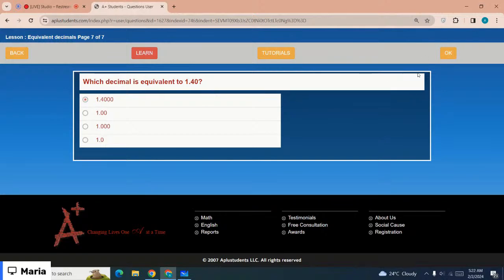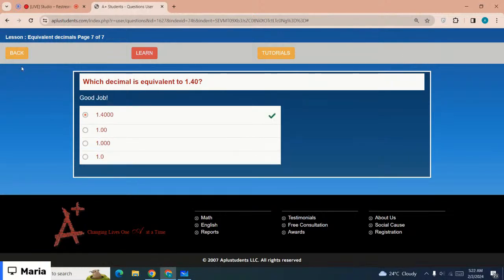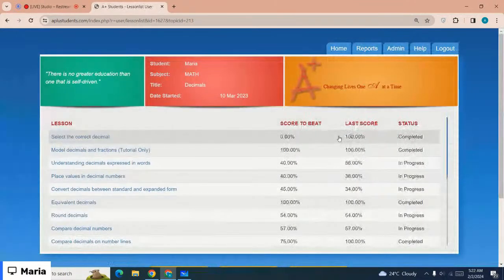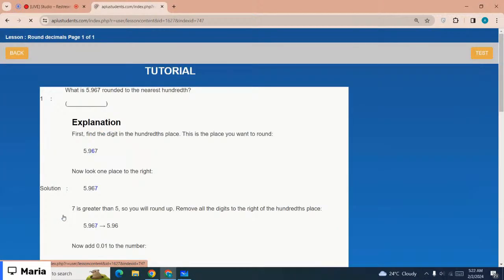Okay, you can complete the lesson by yourself later today. Let me just move on to the next lesson. Also, we are done with the lesson. The next lesson is round decimals. Let's just see how we round decimals, right?